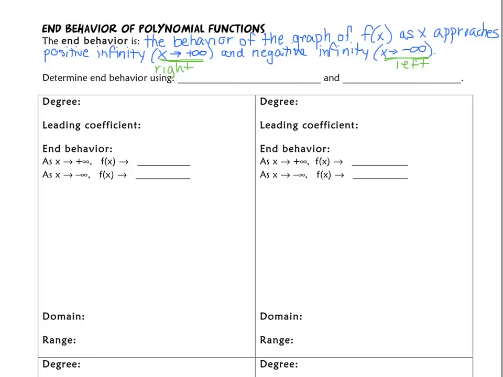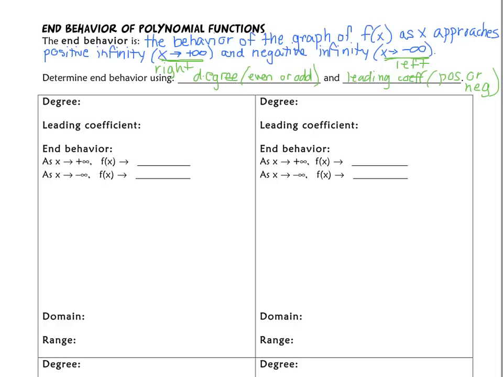Okay, there are two things we use to determine the end behavior, and the first one is the degree of the function. And we look to see if it's even or odd. And then we look at the leading coefficient. And for that, we look to see if it's positive or negative. Okay, degree, even or odd, leading coefficient, positive or negative. So there are 4 cases that can happen.